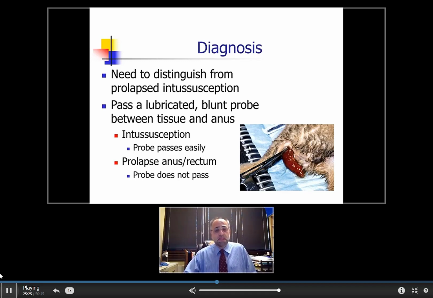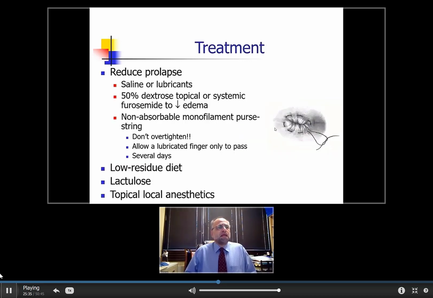For something like an intussusception, it may require an abdominal procedure to go in and do an enteroplication and to reduce the intussusception. As far as treating the prolapses, though, first goal is to try to reduce the prolapse, and oftentimes we need to lubricate this tissue with saline. We may also use some sterile KY jelly, something along those lines.